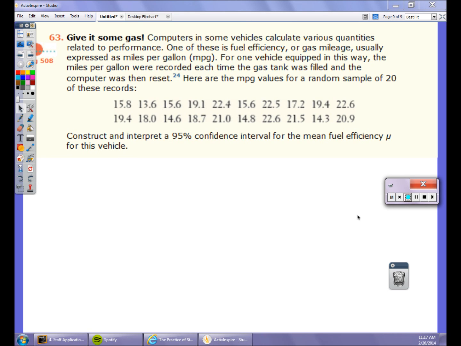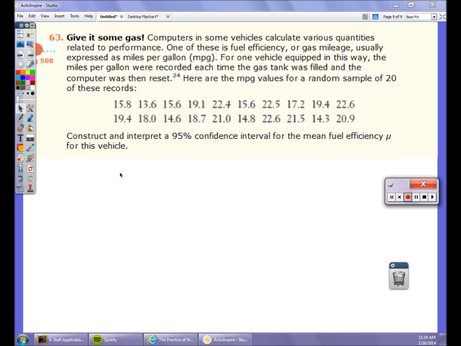Question 63. I want the 95% confidence interval for the mean fuel efficiency for this vehicle. And while you're at it, please check your conditions that allow you to do this process. One of the conditions that you need to check for is that you have a simple random sample. The last sentence of the first paragraph says that. Here are the miles per gallon values for a random sample of 20 of these records.